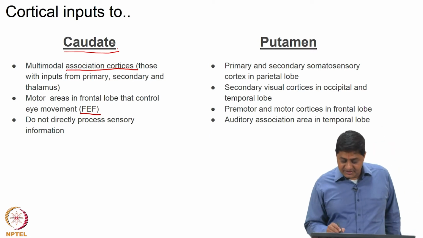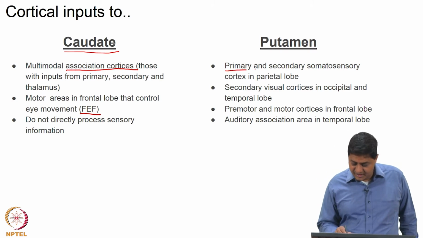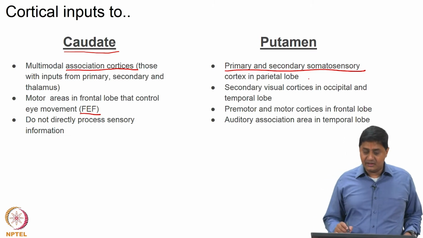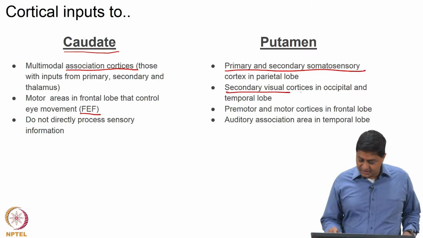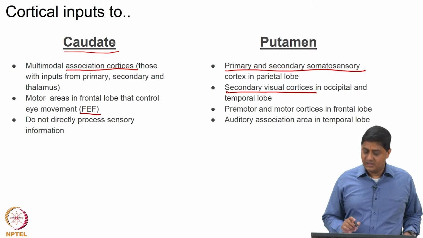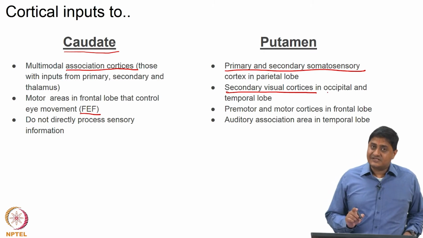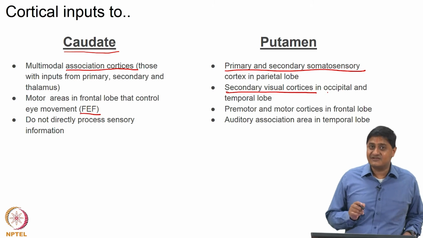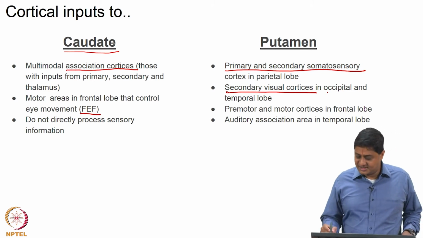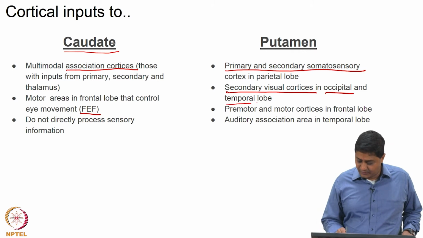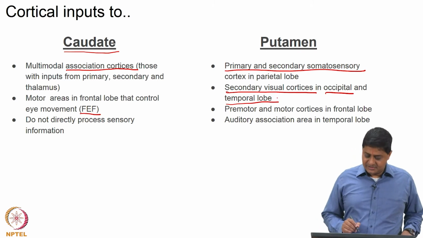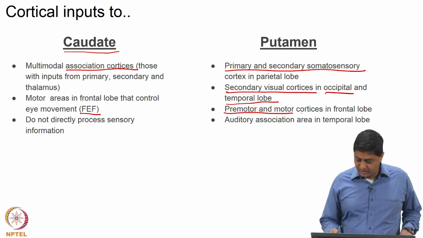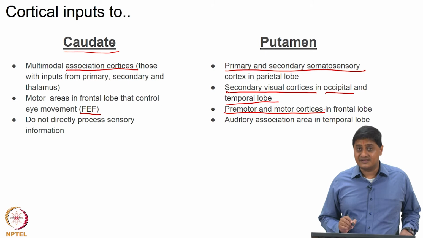Whereas the putamen receives inputs from primary and secondary somatosensory cortex in the parietal lobe and secondary visual cortex in the occipital lobe. Let us remember that the striatum does not receive input from the primary visual cortex, but it does receive inputs from secondary visual regions in the occipital and the temporal lobe. Most importantly, the putamen receives inputs from premotor and motor areas of the cortex.